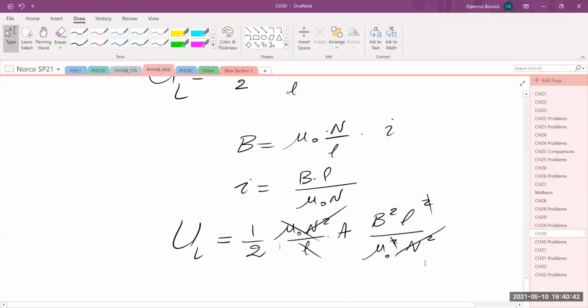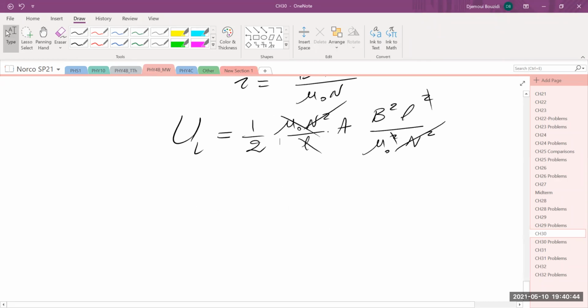So I have a bunch of cancellations, and let me rearrange the expression to look like this. So the energy inside the inductor looks like 1/2 of, so everything cancels. The only thing that is left in the numerator is A times L. And here is A times L. I'm going to write it at the end. What I'm left with is the magnetic field B squared divided by mu naught.